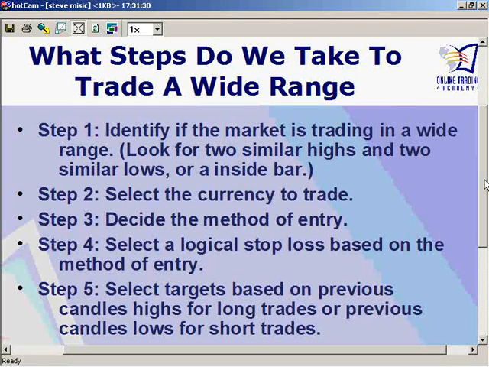All right, so these are the steps that we're going to use to take this trading range strategy. Step one, we identify if the market is trading in a wide range. Step two, we select our currency. Step three, we decide the method of entry, and I'll show you a couple today. Step four, I'm going to select the logical stop loss based on the method of entry. All right, so we'll talk about where to place stop losses because, of course, prices can always break out of the range at any time. Then we'll select targets based on the previous candles' highs and lows. And of course, if I'm long, I'm going to use previous highs as possible exits. And if I'm short, I'm going to use previous lows. Okay?